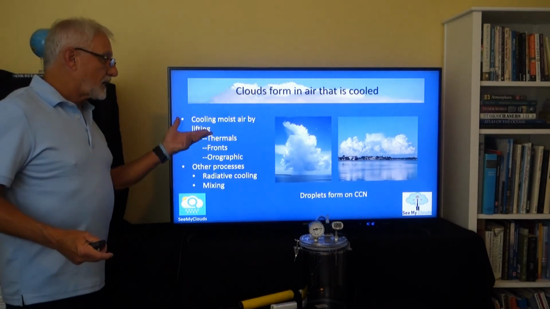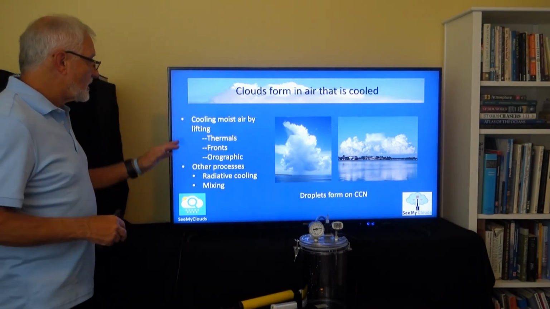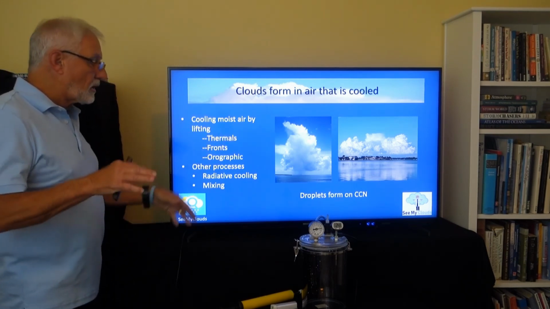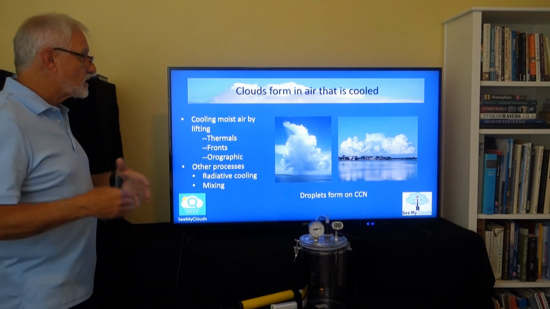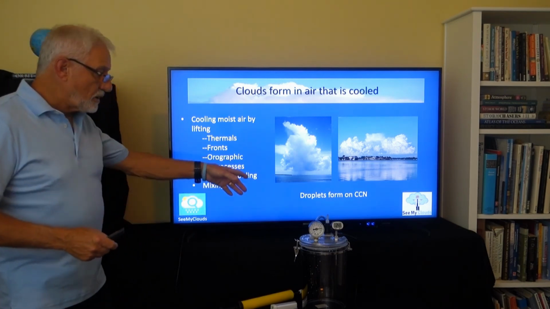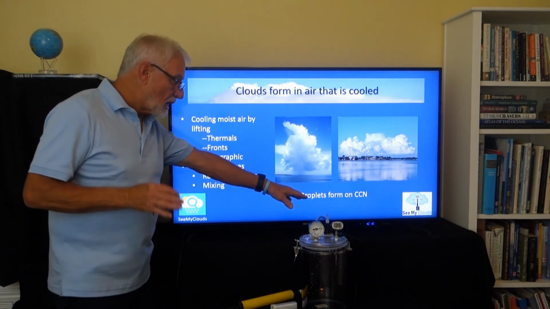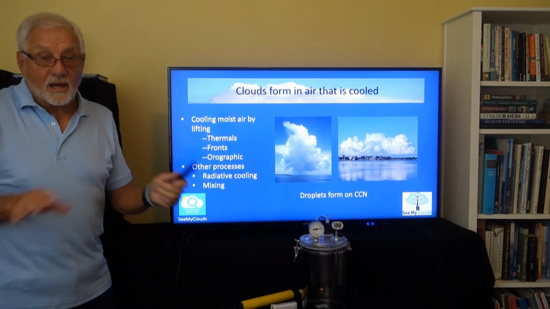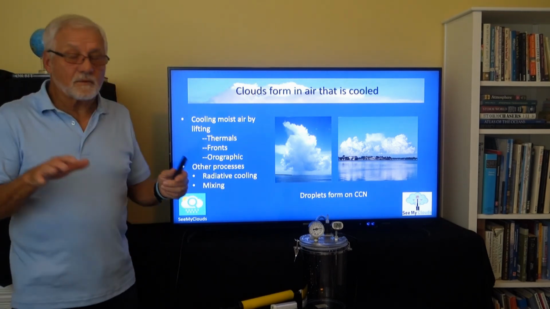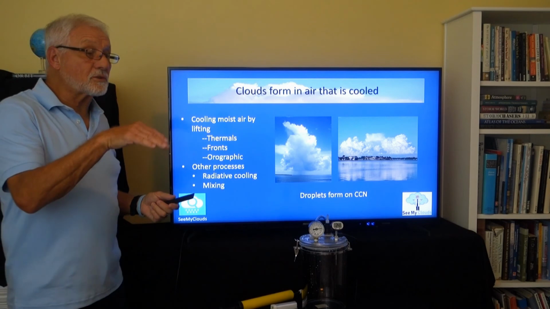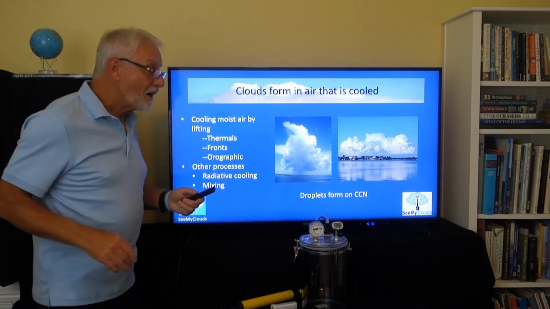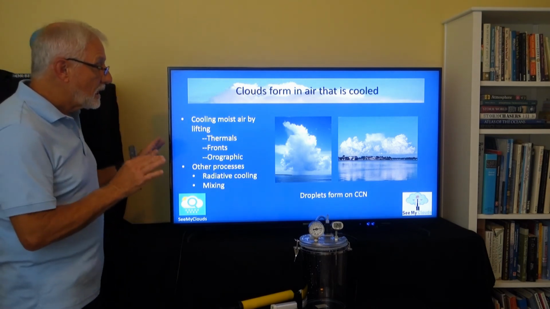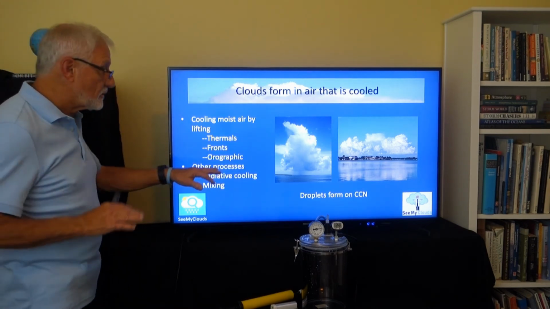So let's kind of summarize here a little bit. So we get cooling of moist air by lifting through thermals, fronts, orographic processes, and that's one of the principal ways in which clouds form. Important to note, though, that we need to have the droplets form on a cloud condensation nuclei. It's very difficult to get a cloud without CCN. Very, very difficult, in fact, almost impossible. It's also very hard to find places in the world where there are no CCN. Even over the open oceans, there still tends to be sea spray and other things. But there are places in the southern hemisphere which is very, very clean.